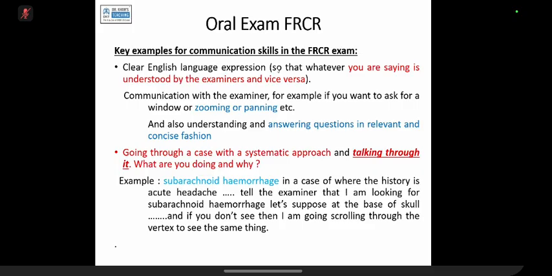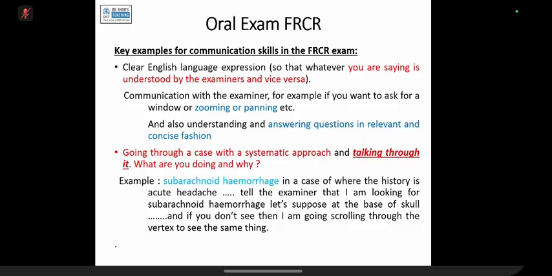Now, communication is extremely important, and as I have just elaborated, you are going to be marked on that. So what does the word communication mean? You know how the system judges you. For example, you are working in the UK, and a clinician comes over to the department, and you are going through a scan with him or her. That should be your mindset with the examiners.